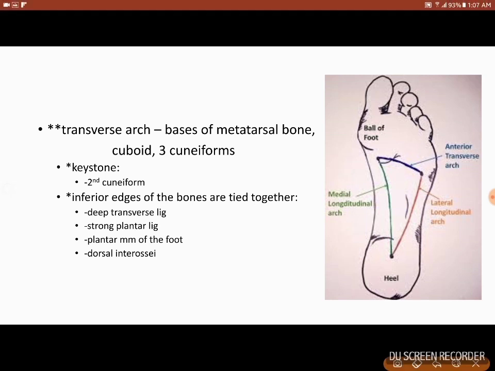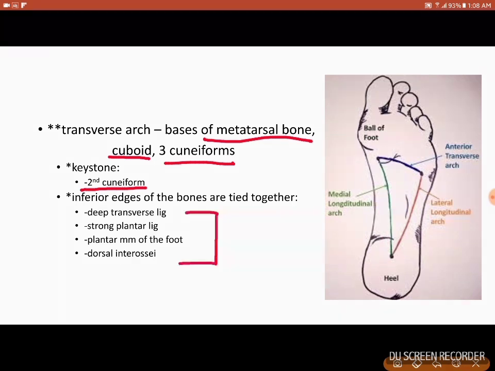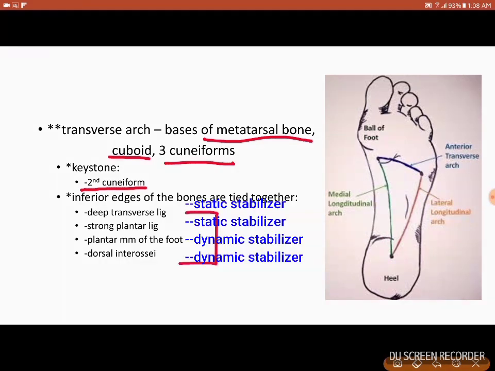And lastly, your transverse arch. The bones included are your metatarsal bones, the cuboid, and the three cuneiforms. Based on Snell, it has no keystone. But in some books, the keystone is your second cuneiform. And these are its stabilizers.